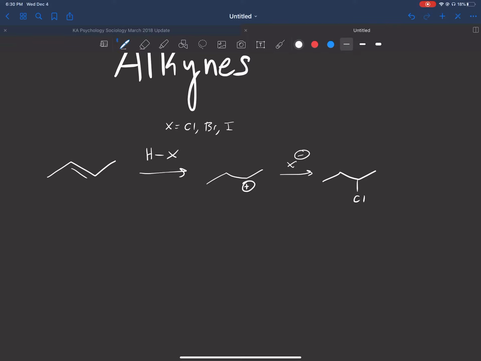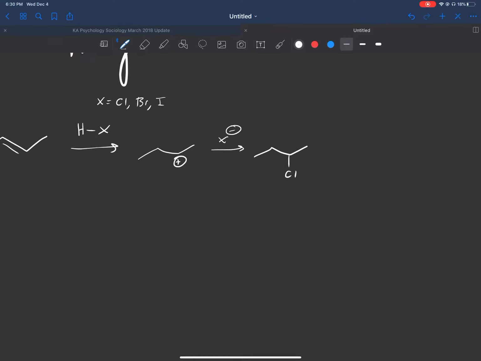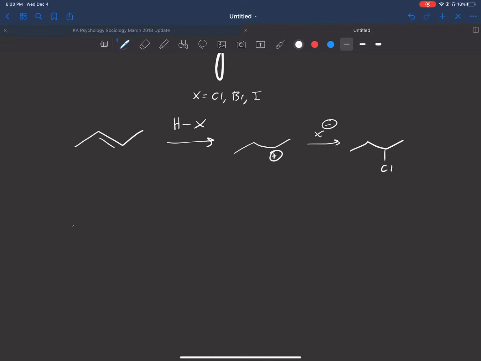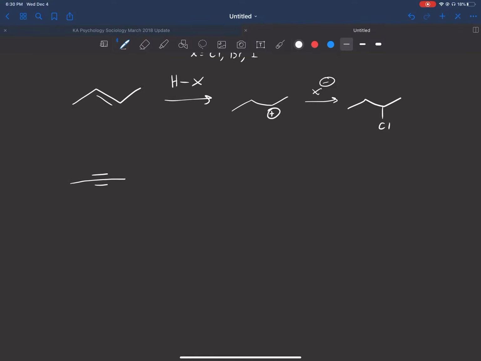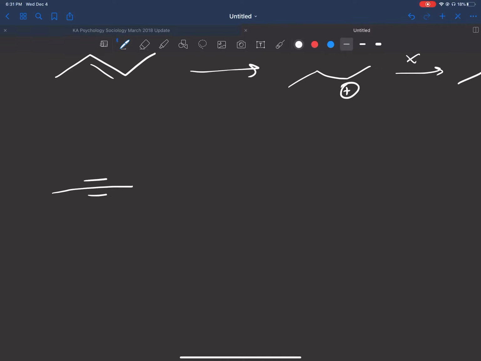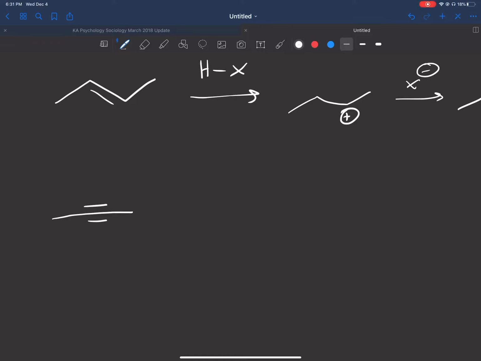Okay? And so we're going to do something very similar in this case when we're dealing with alkynes. We can do something similar. So let's draw an alkyne. All right, now I'm going to keep it again simple. This is going to be symmetrical. Both sides are equally substituted, and we can get a little bit crazier after we cover the simple stuff. So again, we're going to react it with HX. X is a chlorine, bromine, or iodine.